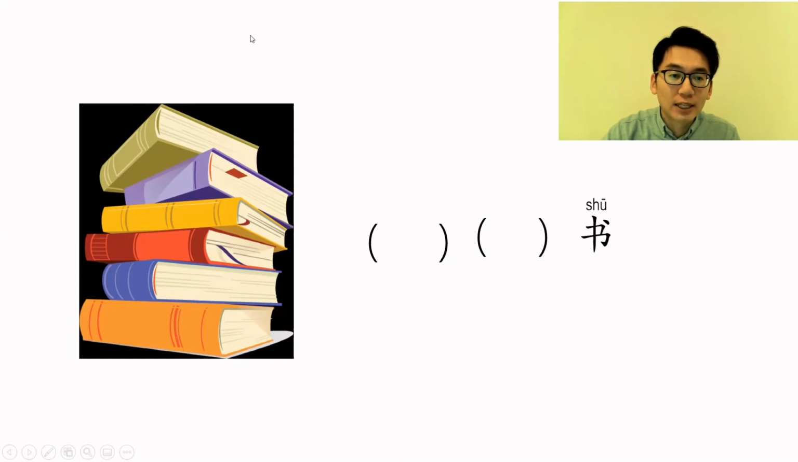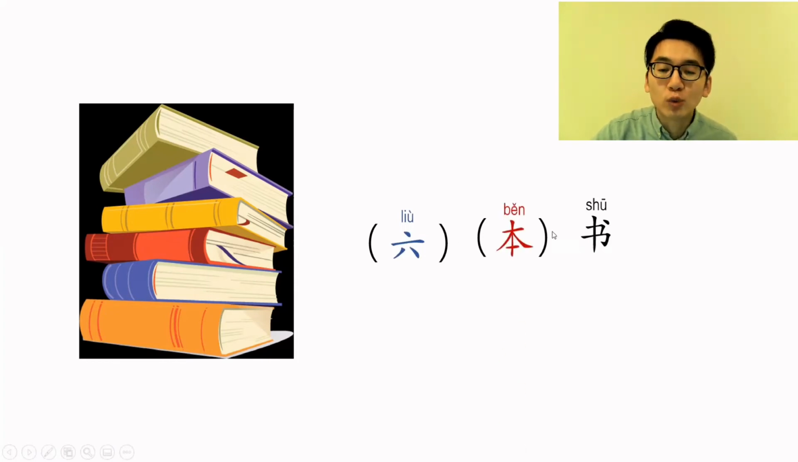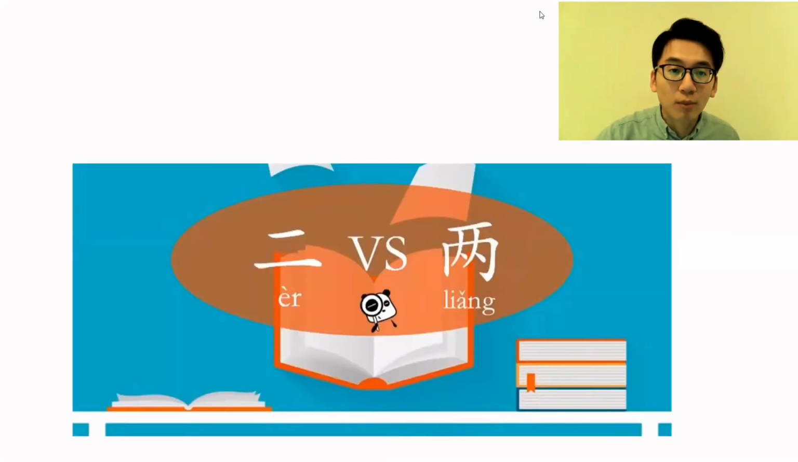We have 一、二、三、四、五、六。So there are 6 books. So 6 books in Mandarin is 六本书。And the measure word is 本。六本书。Repeat. 六本书。非常好。All right, now, can you tell me?